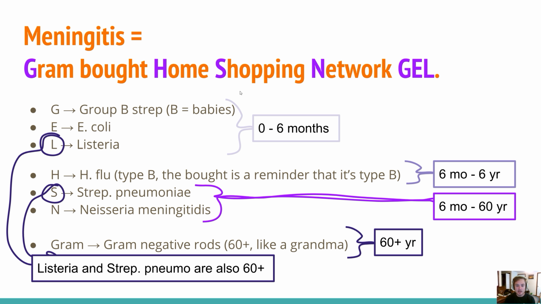So Graham bought Home Shopping Network. Remember, gel and the Home Shopping Network and Graham are going backwards in age. So gel being the youngest, Home Shopping Network being kind of the adult range, and then Graham and bringing back Listeria and strep pneumo for the over 60.